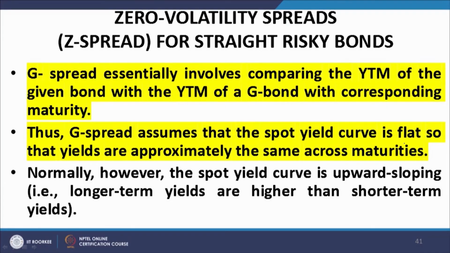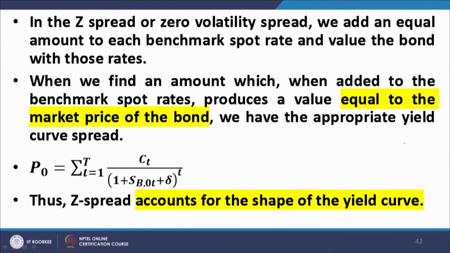To obviate this problem, to remedy this flaw, we have this zero volatility spread. First of all, we identify the spectrum of benchmark spot rates. These are the benchmark spot rates. Then we add to each of these benchmark spot rates the same quantity, a single constant, in this case delta in this expression.